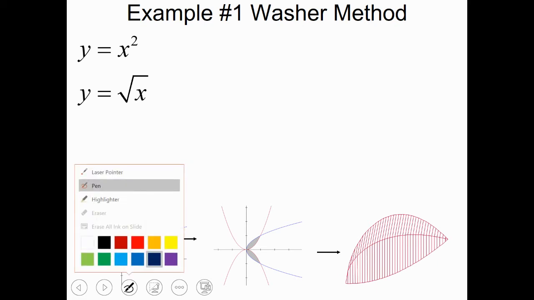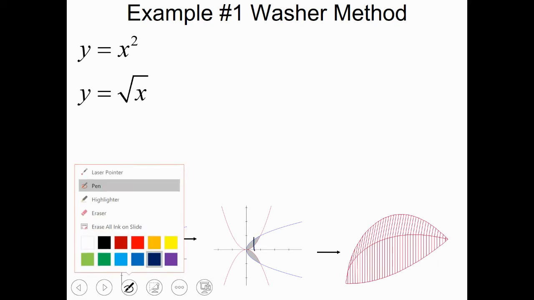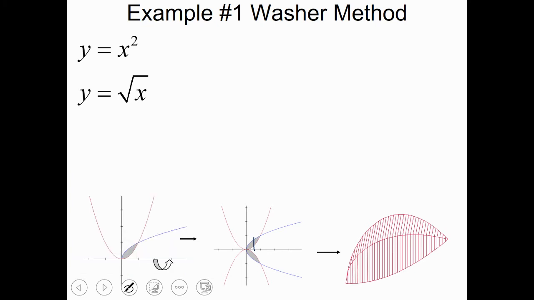So when I mark it up, my big radius is going to go from the x-axis out to the top function. That's going to be my big radius. And then my small radius is going to go from that axis to the bottom function. So there's my big radius and my small radius. My boundaries are going to be when I start slicing it and when I stop slicing it, just like it was yesterday.